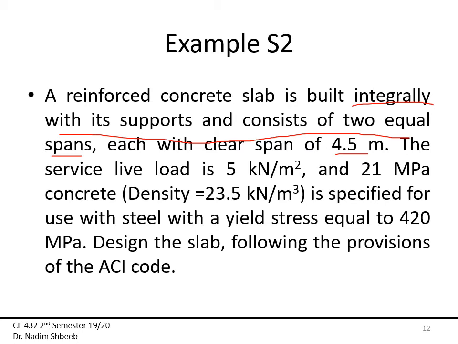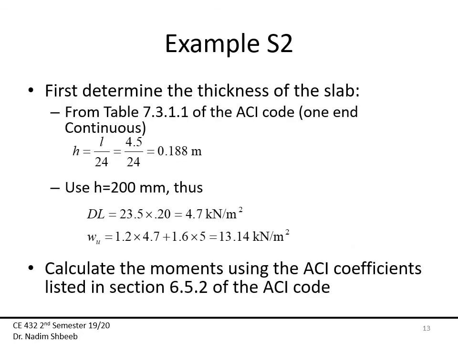The surface live load is 5 kilonewton per meter square. Here I'm using f'c 21. Here the concrete density is 23.5 kilonewton per meter cubed, which means he wants me to calculate the dead load. I'm using 420 for my yield stress. Design following the provisions of the ACI code.